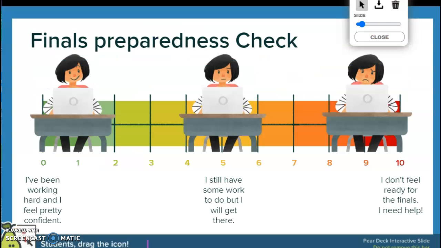Okay, now the final card is where you get to move this pink bar according to how confident you feel. If you are, I've been working hard and I feel pretty confident, you're going to move your pink bar over here somewhere. And to the other extreme is, I don't feel ready for the finals, I need help. You're going to be putting yourself here. This is a chance for you to reflect on how well you feel that you are prepared for the finals.